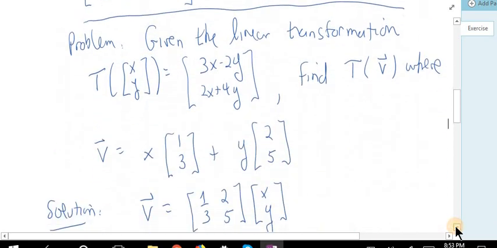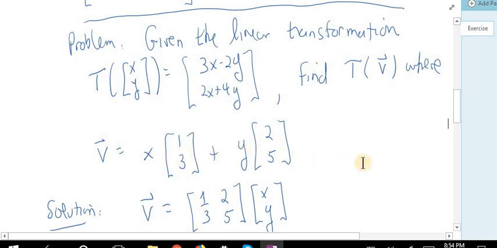Next problem. All right, given the linear transformation T of xy equals 3x minus 2y, 2x plus 4y, so this is a linear transformation. You can verify that it satisfies the linear transformation properties. So I want to find T of the following vector, where this vector is a linear combination of these two vectors. Now 1, 3, 2, 5 is a basis of C2. So here I'm representing the vector V in terms of this basis of C2. All right, so the problem is find T of V when V is expressed in terms of a basis.